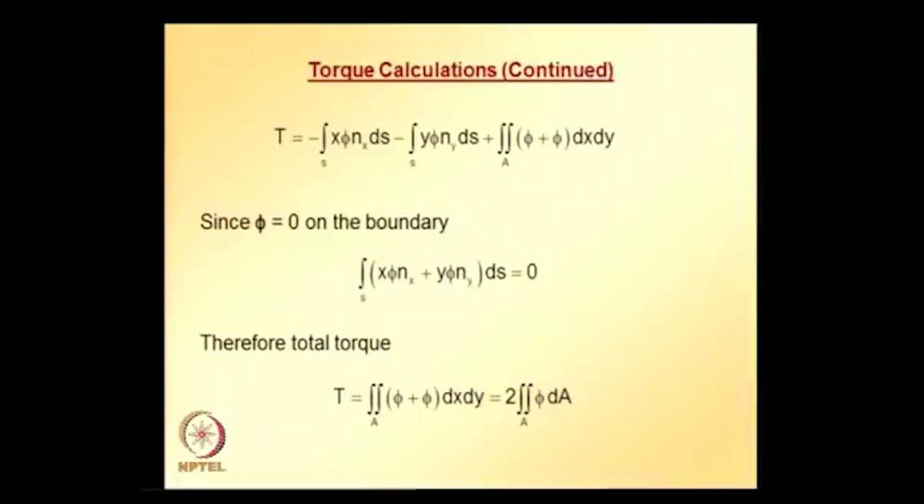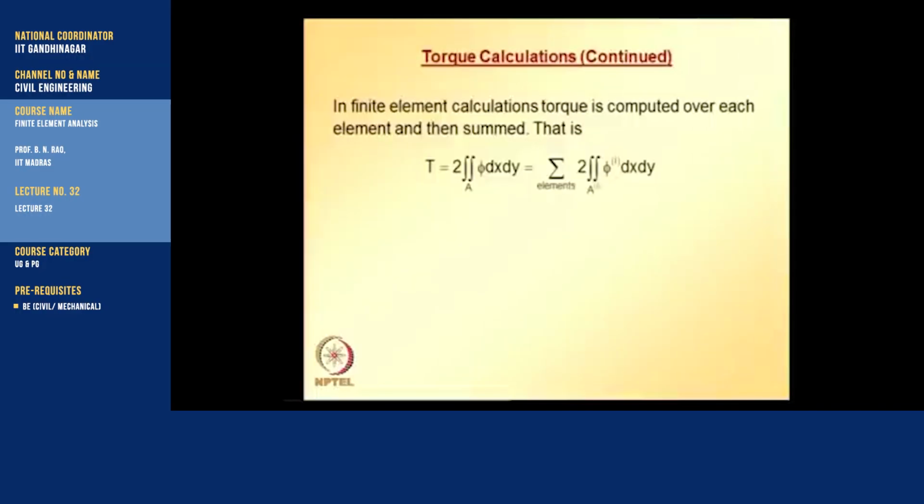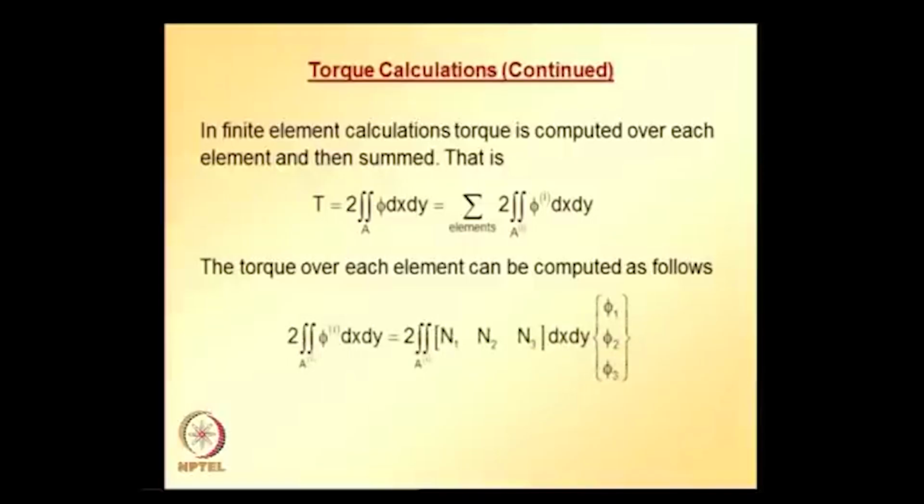And how to calculate this using the nodal values that we obtained using finite element. In finite element calculations, torque is computed over each element and then summed, that is, we will calculate torque for each of the elements and then sum up over all the elements, then we get the total torque. And for that we require to find what is the torque over each element. Torque over each element is given by this, with shape functions associated with that particular element.